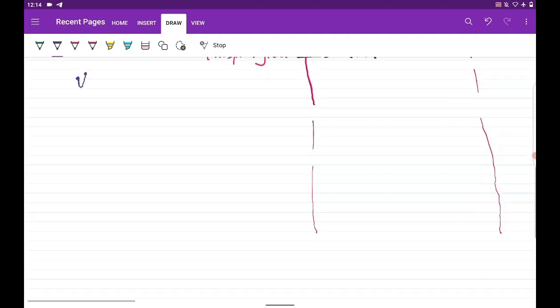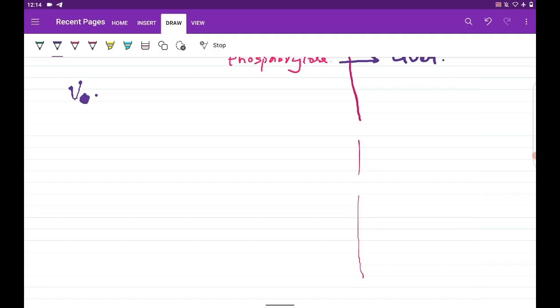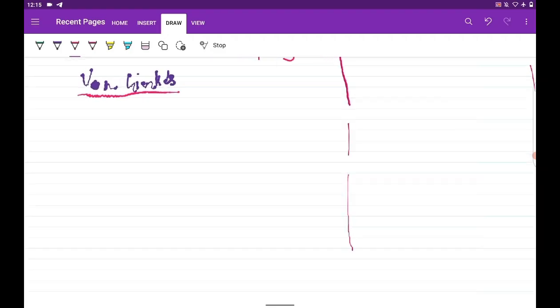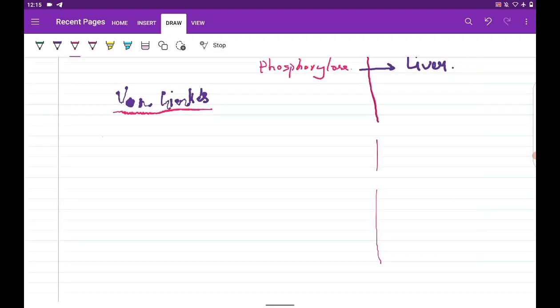So von Gierke's disease. We already know that the enzyme deficient in von Gierke's is glucose 6 phosphatase. So what about glucose 6 phosphatase? This is the enzyme which breaks down glucose 6 phosphate into glucose. That's the work of this enzyme, which is deficient in von Gierke's disease.